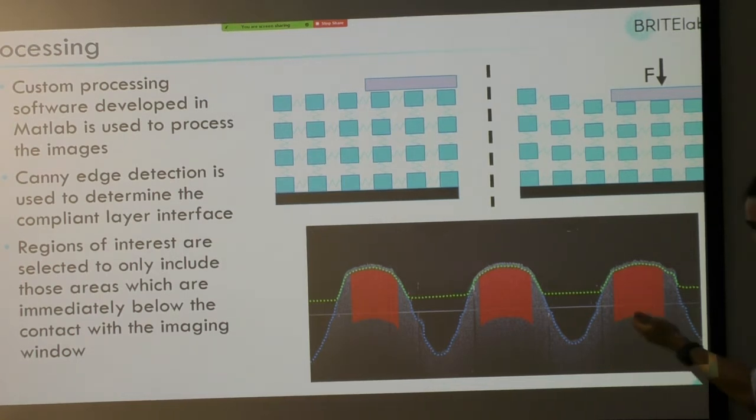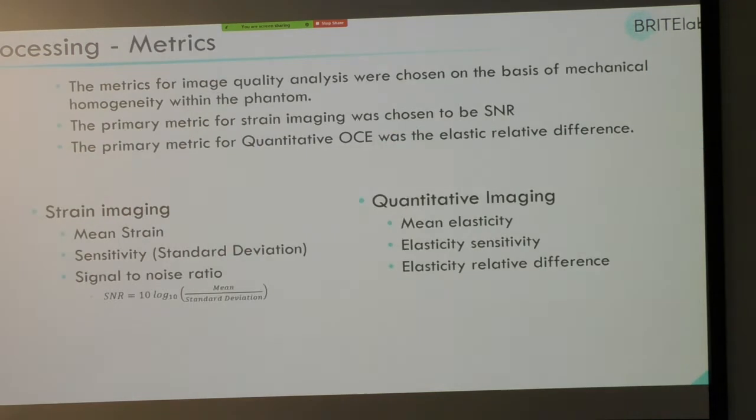And each depth is 500 micron from the interface between the layer and the phantom. The processing metrics used to assess quality. So strain imaging is inherently qualitative, and so the signal to noise ratio was used as the main metric, because in a homogeneous phantom, we are assuming that the mean should be equal because it's mechanically the same throughout the material. And we assume no knowledge of the forces across the region.